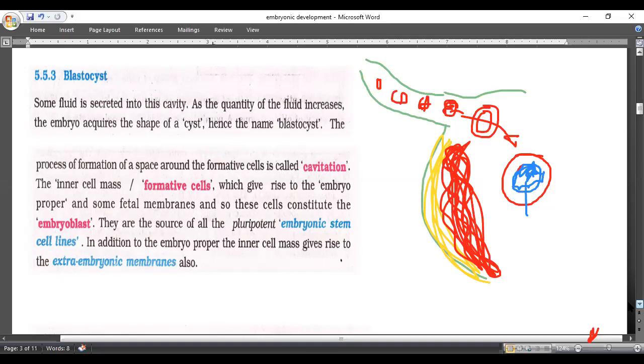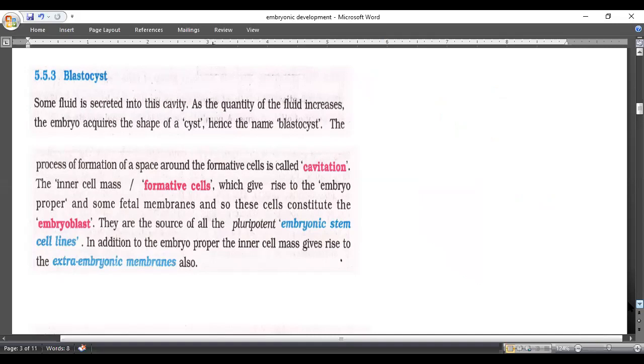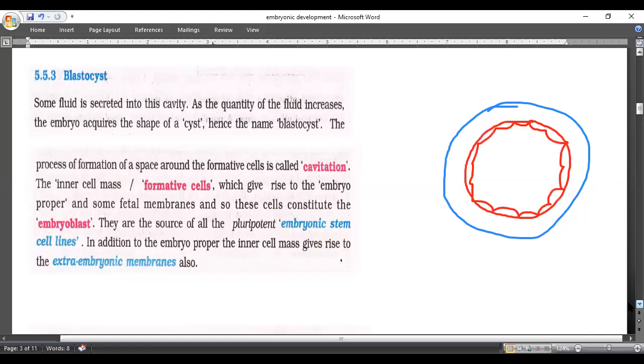Let me show you the blastocyst clearly. But I should draw the zona pellucida because the zona pellucida is still there. Now when it is dropped into the uterine cavity, some confusion will go on continuously, so just focus here. So now this is the condition. This is the zona pellucida, and this is the trophoblast and the inner cell mass.